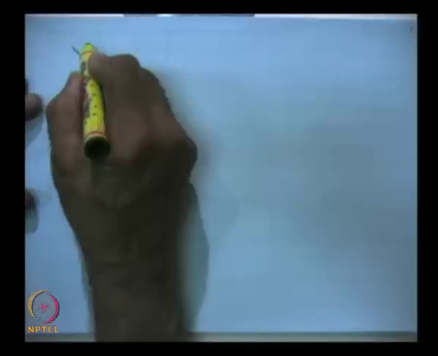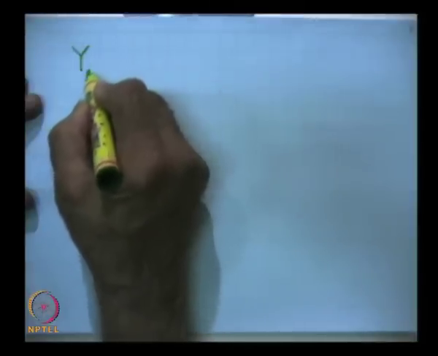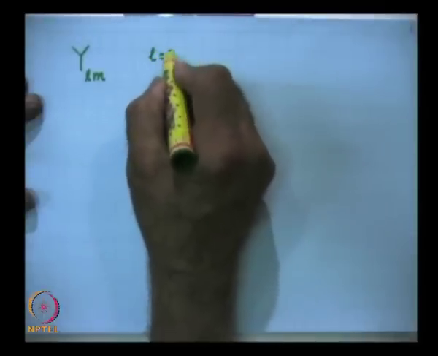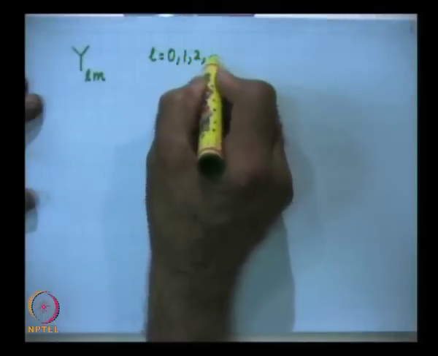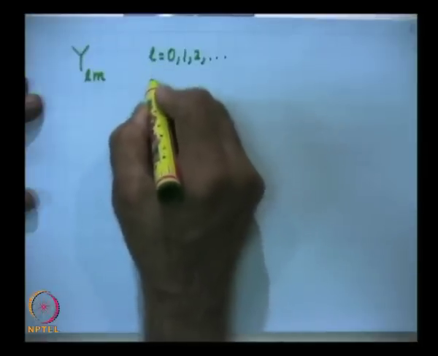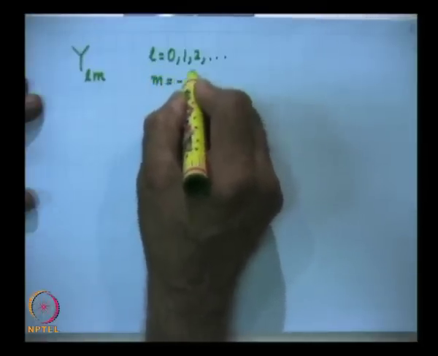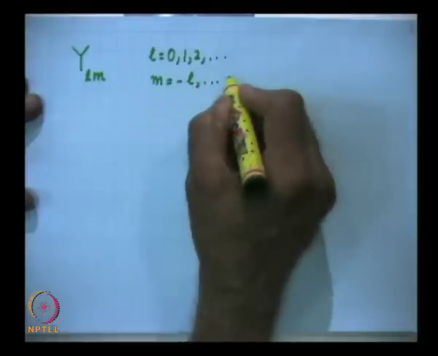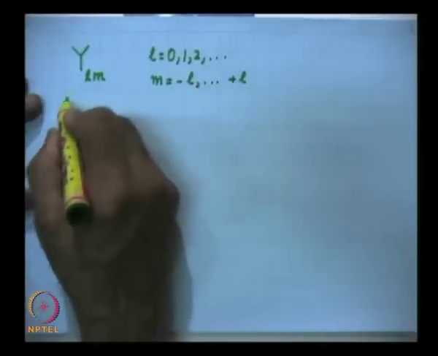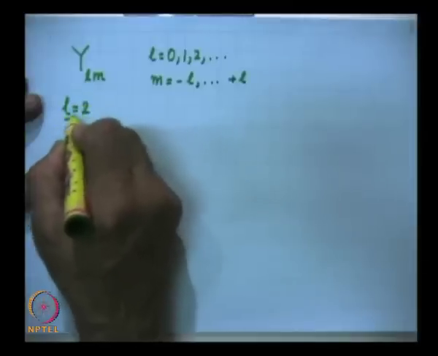Now, we had said that the Y_L^m are the spherical harmonics. As we mentioned, L takes the values 0, 1, 2, 3 etc., and for each value of L, m goes from minus L to plus L. So, let me consider the case when L is equal to 2.